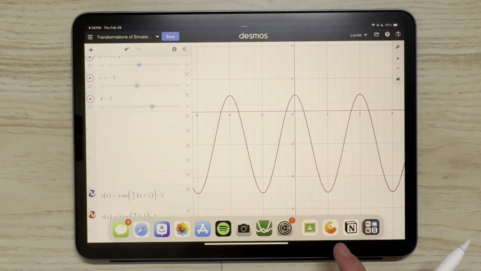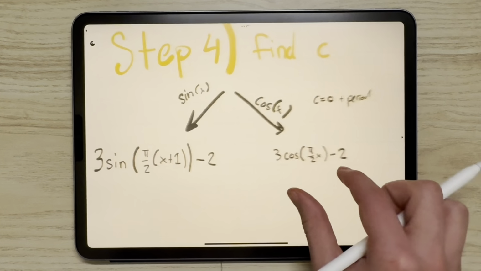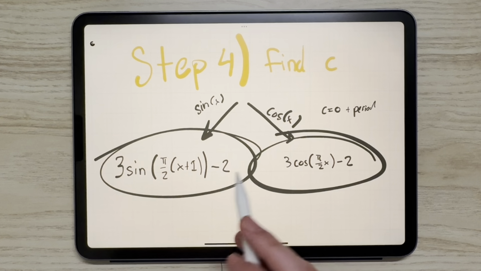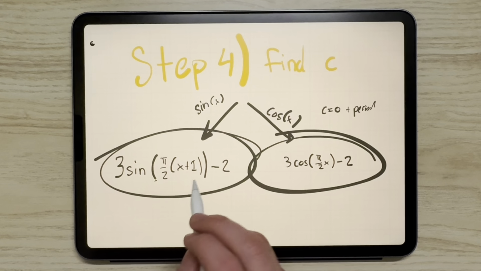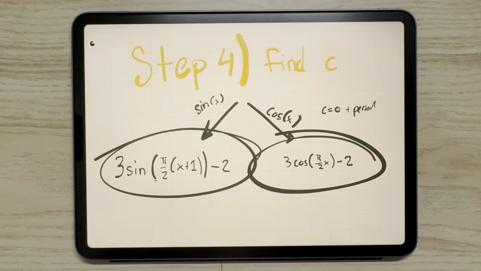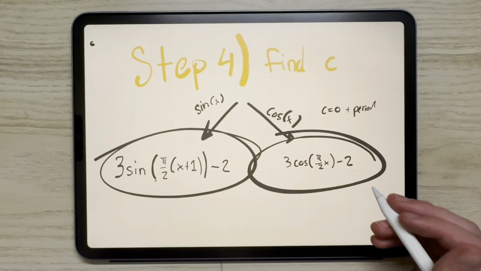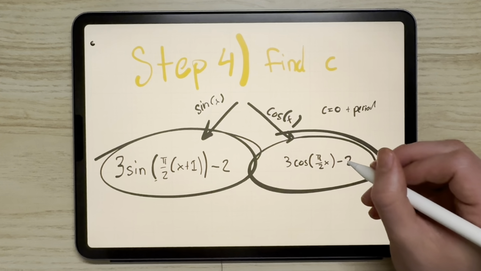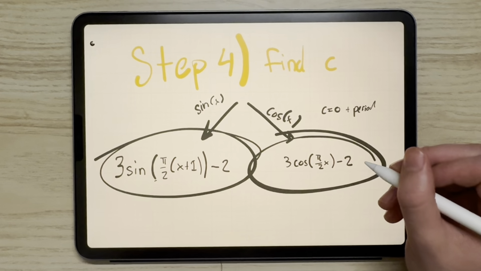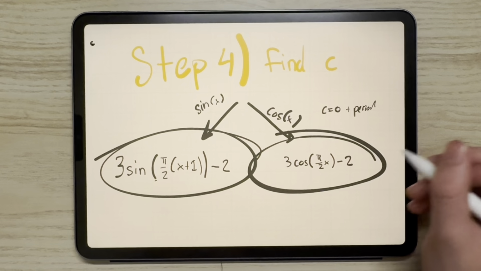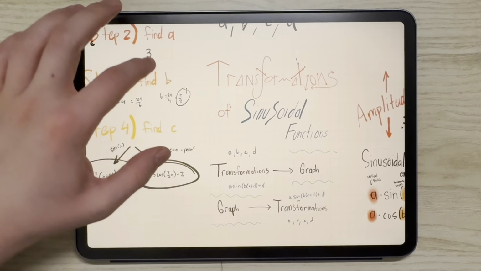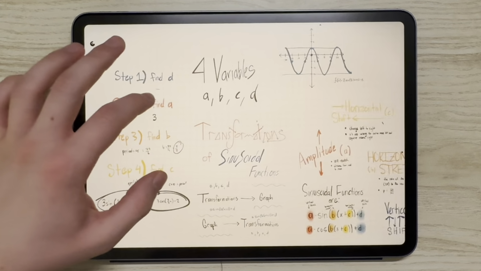So there's always more than one answer, and that's why I recommend that if you ever have a multiple choice question, just do both cases and see what works. And sometimes if neither of these answers are available, you might just be off by a period. So you might just have to add like pi over 2 or just whatever your period is, and you'll probably find the answer. So I hope that now transformations of sinusoidal functions makes a little more sense.